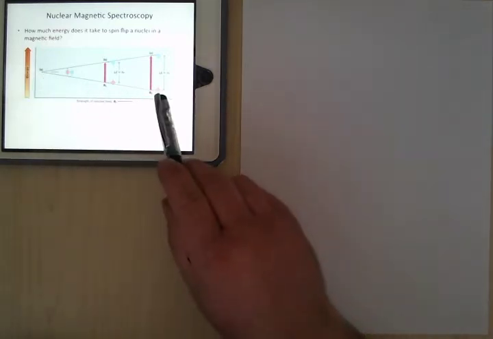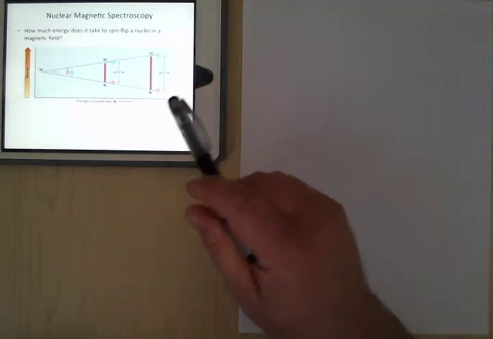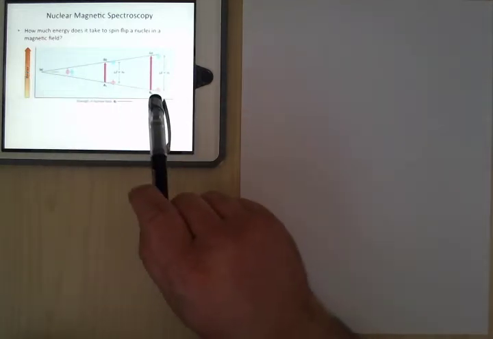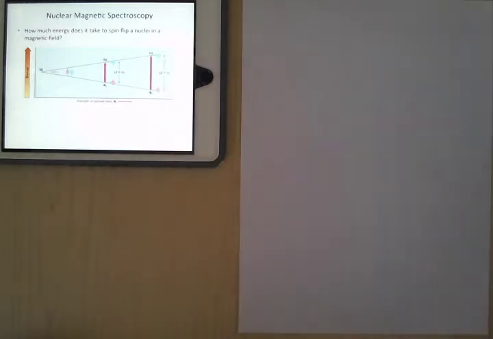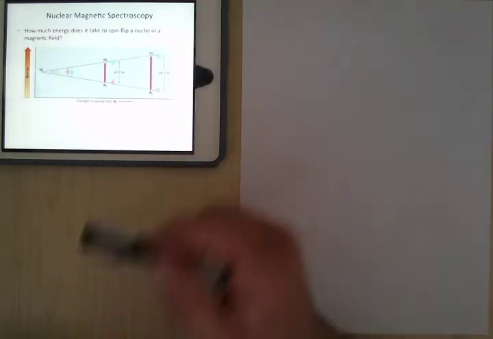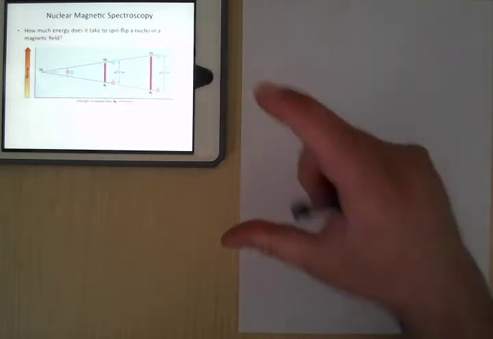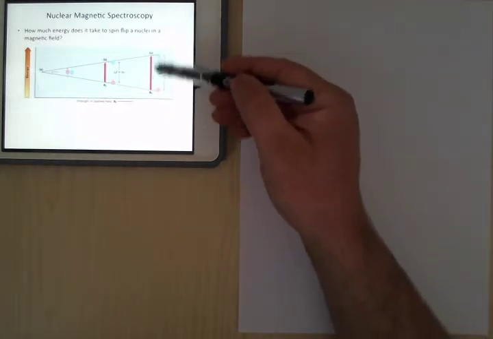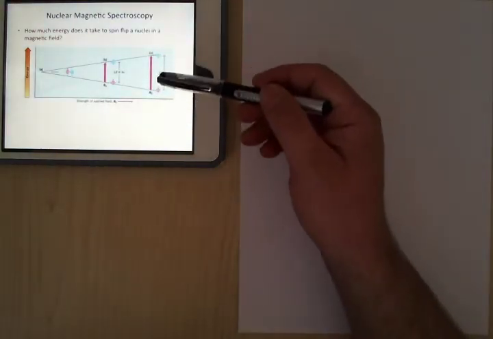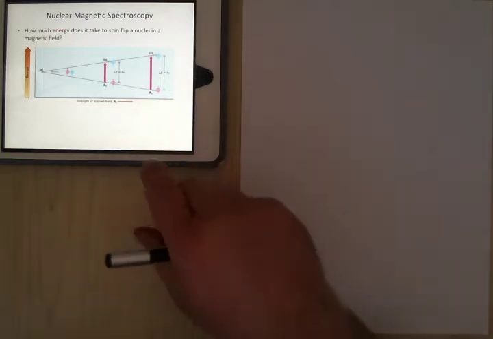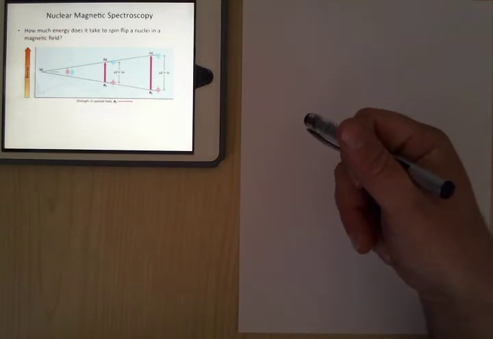The stronger the magnetic field, the harder it's going to be to go upstream. Think about it this way: the faster that river is traveling, the harder it is to turn around and go back upstream. It's the same sort of thing. The stronger the magnetic field, the bigger this gap and the harder it's going to be, but we can measure this energy. Depending on what the environment is, we can measure that. The big thing is that we're flipping the magnetic field of the nucleus.